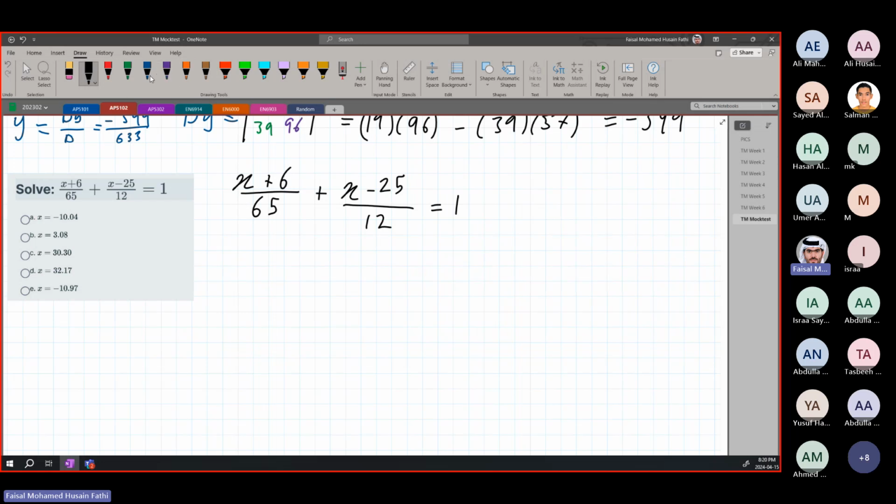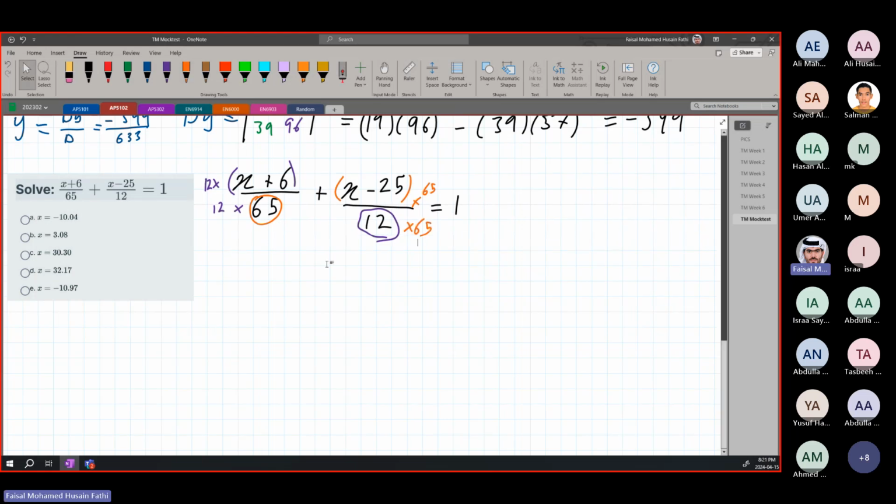How do I do that? I multiply the left side by the 12 up and down. So it's going to be multiplied by 12 up and down. And for the right side, I'm going to be multiplying by 65 up and down. So it's going to be times 65 up and times 65 down. All right, this is how you find your common denominator. You take the denominator, multiply it up and down in the other fraction, and take the denominator of this fraction and multiply it up and down by the other fraction.